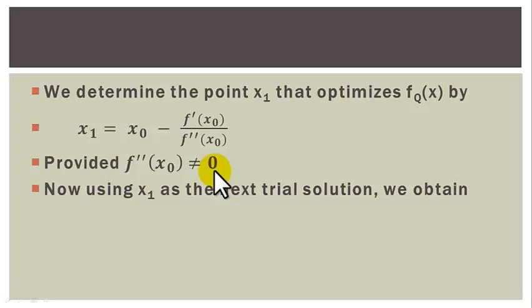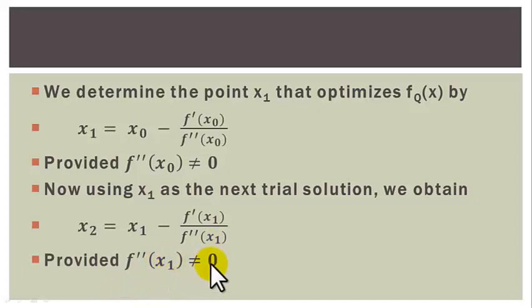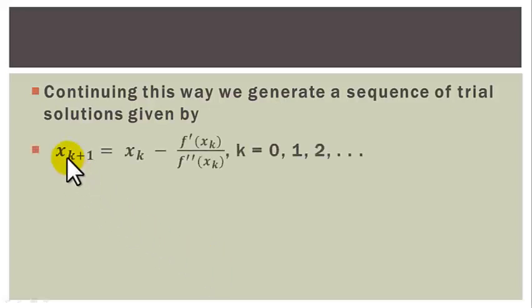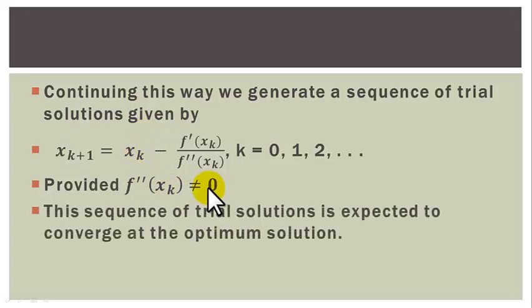Now, using x1 as the next trial solution, we obtain x2 equal to x1 minus f prime of x1 divided by f prime prime of x1, provided f prime prime of x1 is not equal to 0. Continuing this way, we generate a sequence of trial solutions given by this: xk plus 1 is equal to xk minus f prime of xk divided by f prime prime of xk for k equal to 0, 1, 2 and so on, provided f prime prime of xk is not equal to 0. This sequence of trial solutions is expected to converge to the optimum solution.